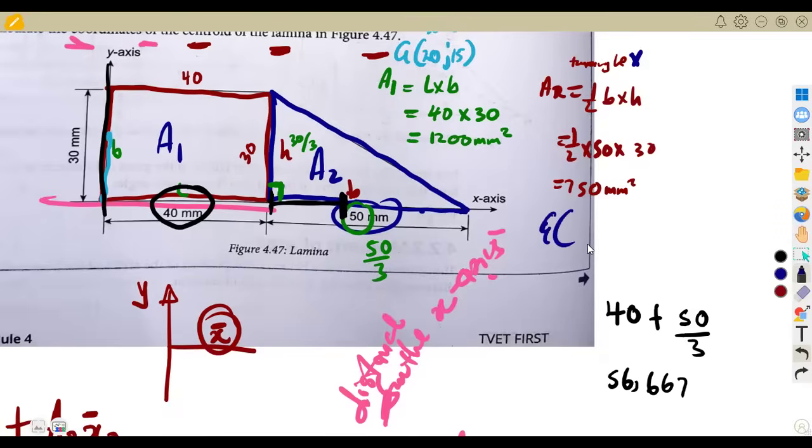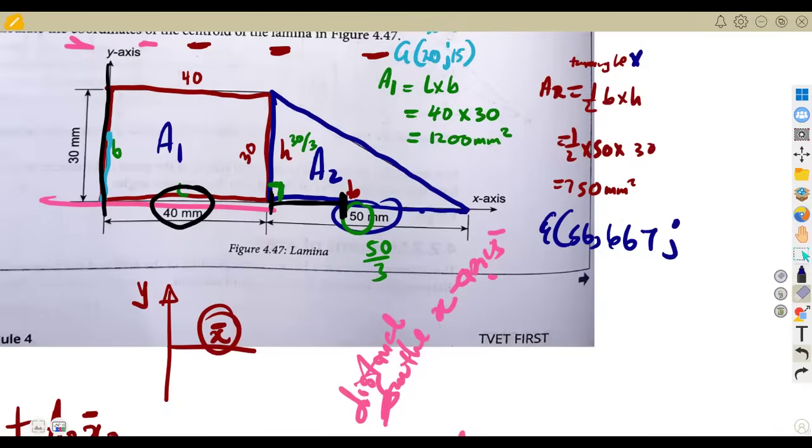So the x value, we saw that is going to be 56,667. All right, what about the y value? The y value, again, is supposed to be the height over 3, h over 3. And in this case, we are moving from the x-axis. It's already touching the x-axis, so there's nothing to be added. If you have to add anything, it's going to be 0 plus, because it's already on the x-axis. It's already starting from this one.